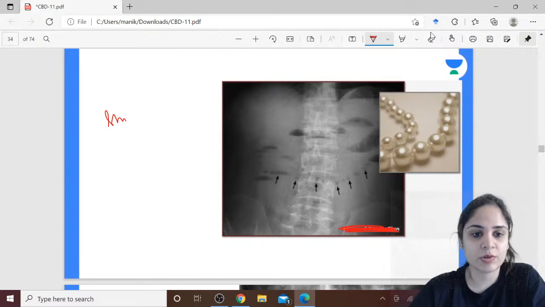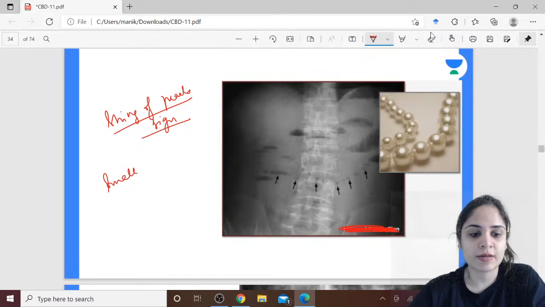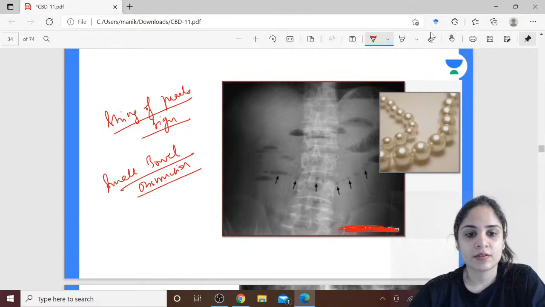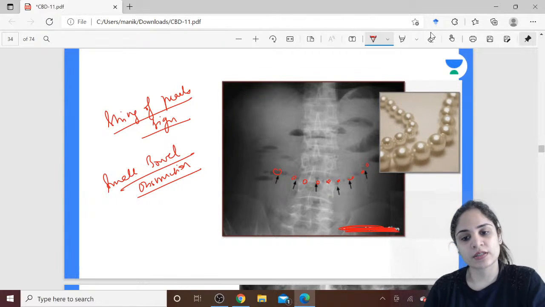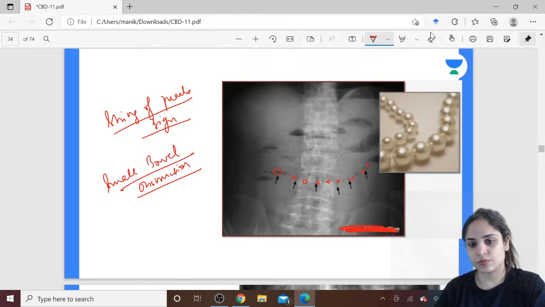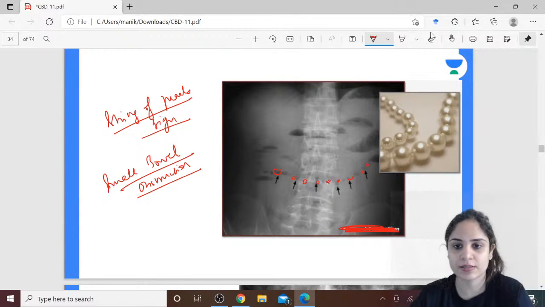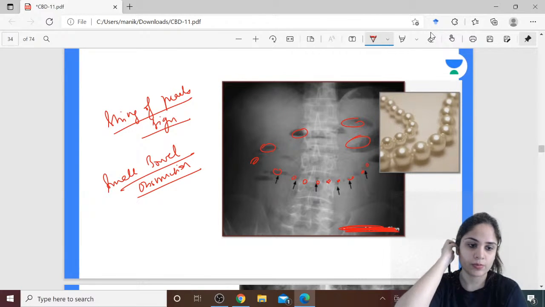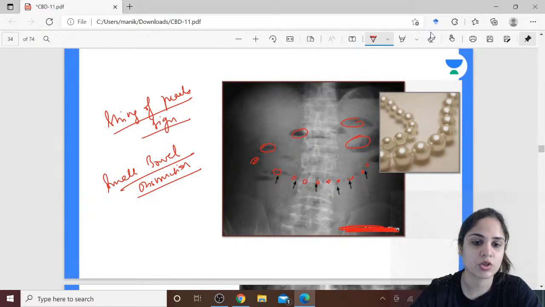Anyone? Okay, so the name of this sign is string of pearl sign, and in which condition do we see the string of pearl sign? In case of small bowel obstruction, we see the string of pearl sign. You can see the air fluid levels are arranged like pearls. Another cause for string of pearl sign or chain of lake appearance is pancreatic stones. You can have both of them, but here the air fluid levels are present in the center like that of a dilated bowel loop, and that is why this is called string of pearl sign seen in small bowel obstruction.